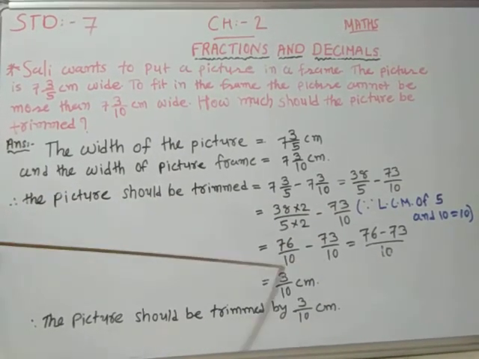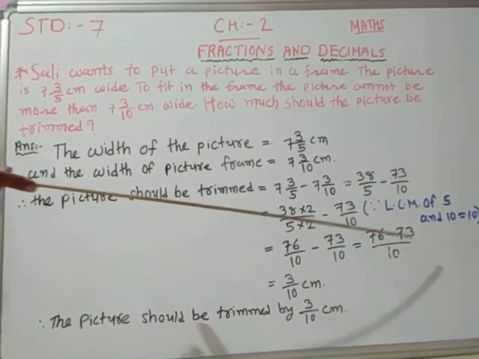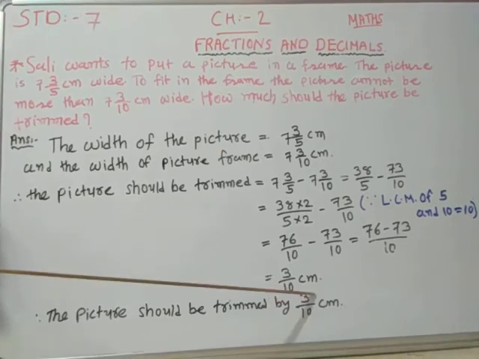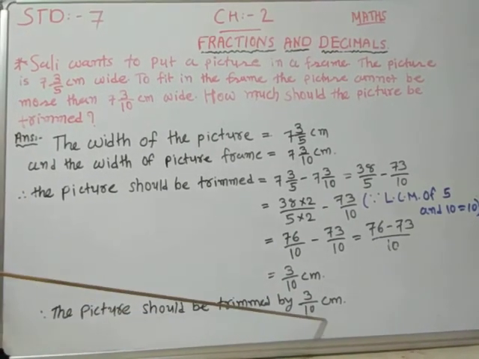Now both the denominators are same. Now just subtract the numerators. 76 minus 73 divide 10. It's 3 by 10 centimeter. Therefore, the picture should be trimmed by 3 by 10 centimeter.